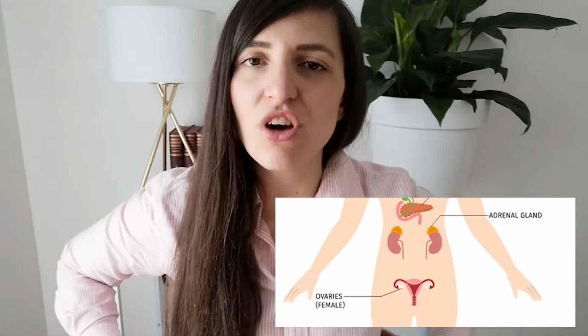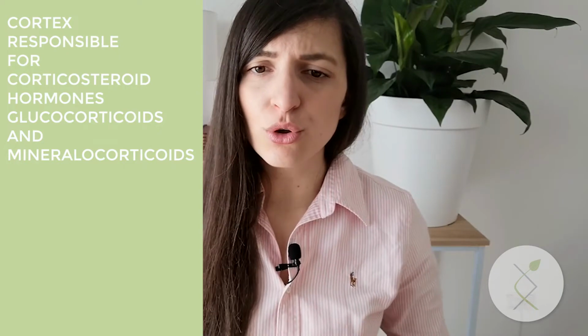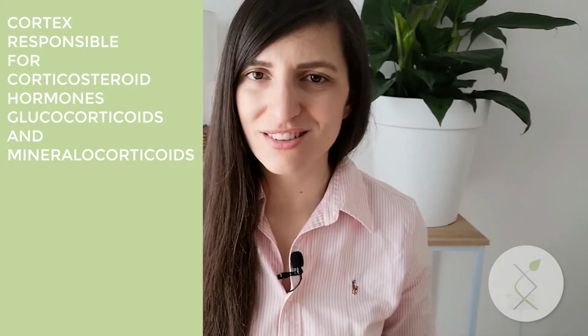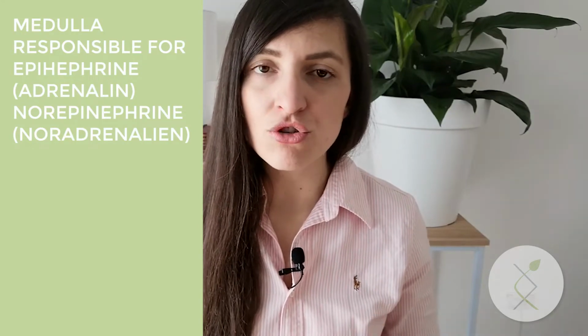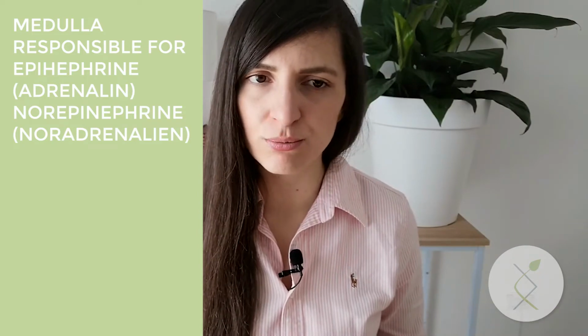And then what happens? We get into the adrenals. Favorite part are the adrenals. Absolutely love them. So adrenals are rectangular shaped organs just above our kidneys. So we have two of them, one here and one here. They sit up top of our kidneys, and they're made up of the cortex and the medulla. So you have the cortex, which is responsible for the corticosteroid hormones, the glucocorticoids, and the mineralocorticoids. And then you have the medulla, which is responsible for epinephrine, which is also known as adrenaline, and norepinephrine, which is also known as noradrenaline.